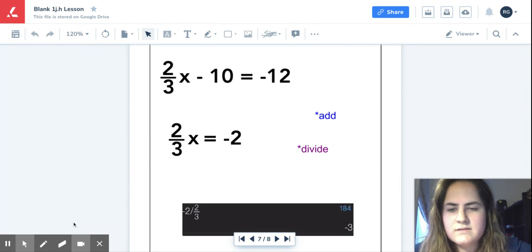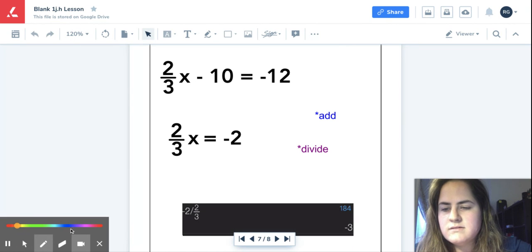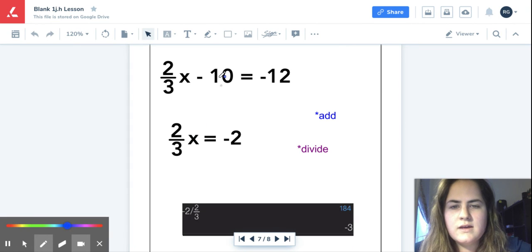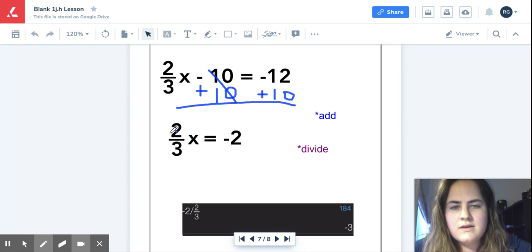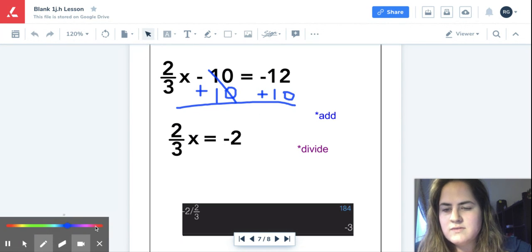All right, so the first thing I want to do, I have some of this pre-written already. The opposite of minus 10 is plus 10. I'm going to add 10 on both sides. Cancel out my opposites. That's totally gone now. I bring down my 2/3 x. Negative 12 plus 10 is negative 2.